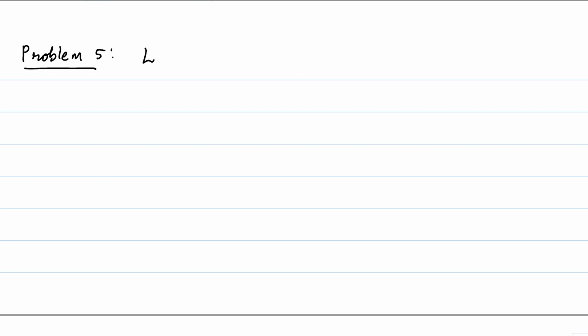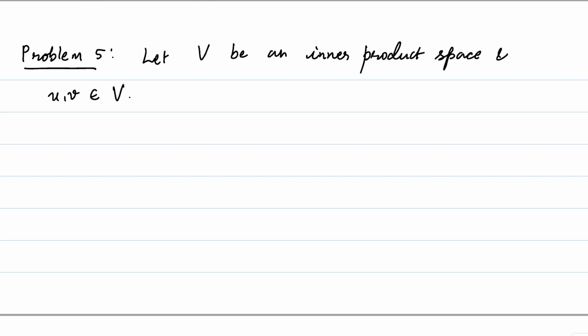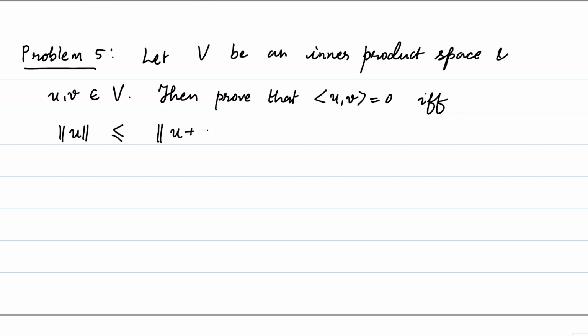Let capital V be an inner product space, and let u, v be vectors in capital V. Prove that the inner product of u comma v is equal to 0 if and only if the norm of u is less than or equal to the norm of u plus a times v for all a in F. Notice that I am using the word F, so this is true even in the case when V is a complex inner product space.